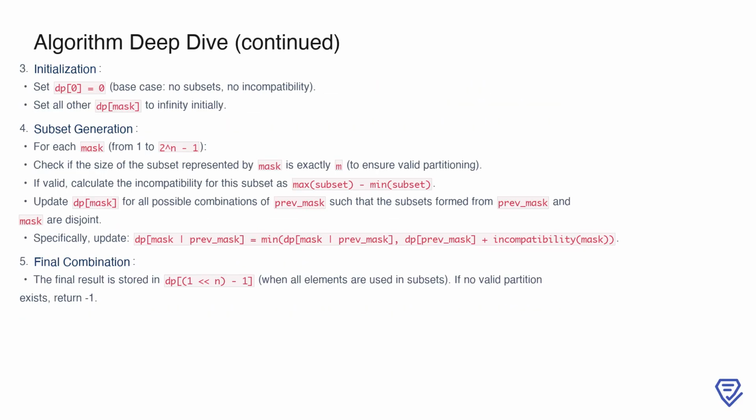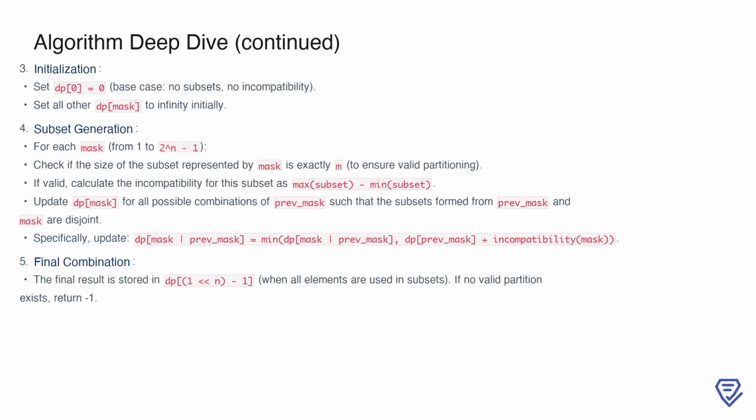We initialize our dynamic programming table with DP[0] equals 0, indicating that no subsets yield 0 incompatibility. All other entries in DP are set to infinity initially, as we haven't computed their values yet. To populate this table, we iterate through all bit masks from 1 to 2^n - 1. For each bit mask, we check if it represents a valid subset of size m. If it does, we calculate the incompatibility of the subset as the difference between its maximum and minimum values.